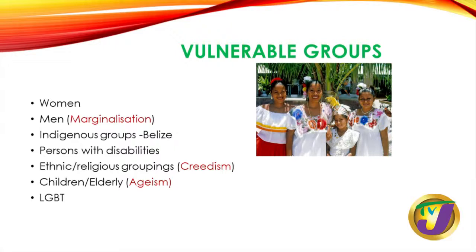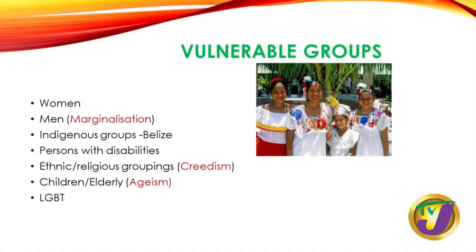And then we have indigenous groupings in places like Belize, as I mentioned before. We have persons with disabilities. They are part of our society. So, things like ramps in public spaces and those kinds of things must be done. We have ethnic and religious groups, and this kind of discrimination we call creedism.